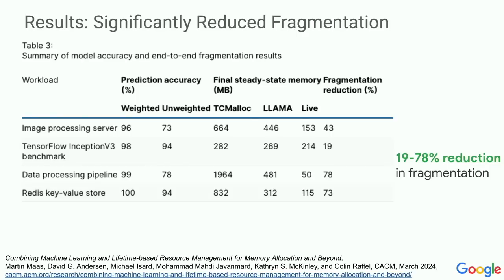And this gives you actually a pretty significant improvement in fragmentation of memory. If you look at it, the prediction accuracy is quite good for lifetime prediction. And because of that high prediction accuracy, it enables you to get a substantial reduction in the memory state, live memory state, compared to the base tcmalloc. And the live objects, that's the amount of live data in the programs. But you get a 19 to 78% reduction in fragmentation, which is quite nice.